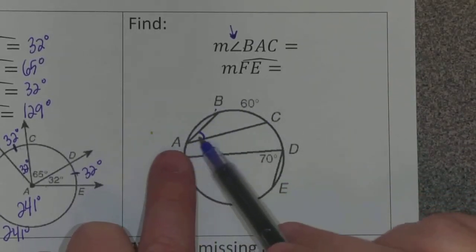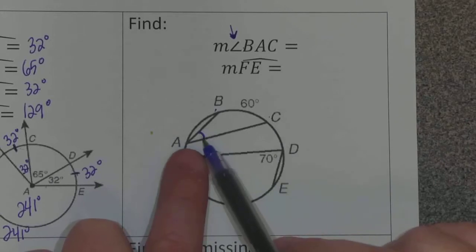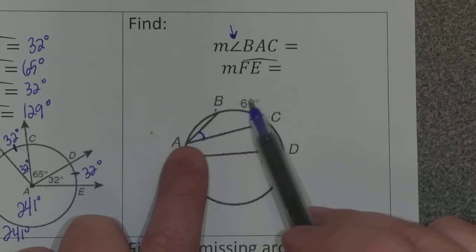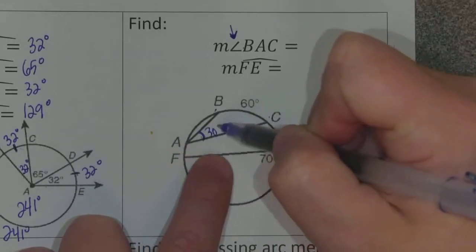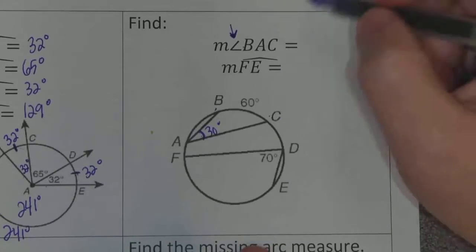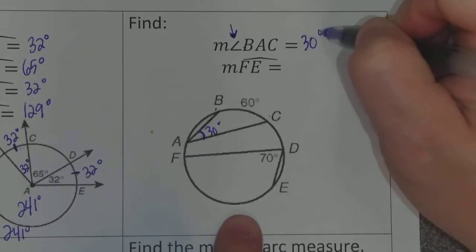This is an inscribed angle. Does anybody remember the rule about inscribed angles compared to the arc? 1/2 of that. So if this is 60, this is 30. Nice job. Okay. So the angle measures 30 degrees.